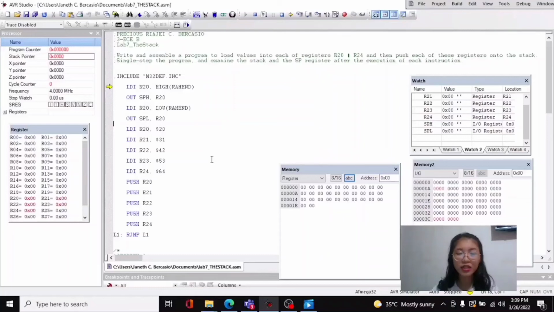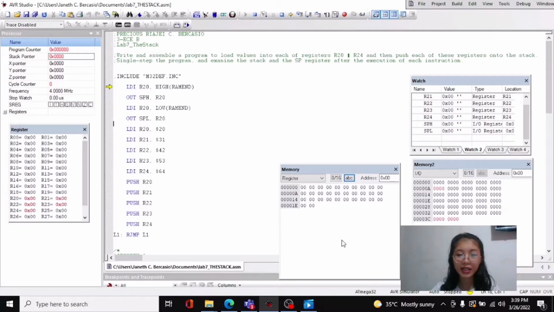Okay, good day everyone. In this video, I will be answering activities under my Laboratory 7, which is focused on the stack. For Activity 1, a program is given, whose purpose is to load values into each register of R20 to R24, and then push each of these values onto the stack. I am responsible for single-stepping the program and then examining the stack and the SP register after the execution of each instruction. So I have here 4 windows.